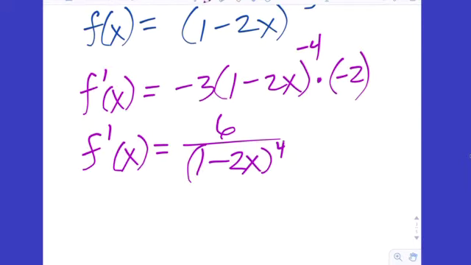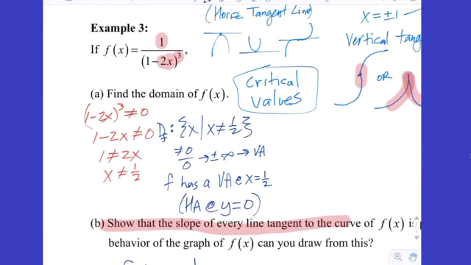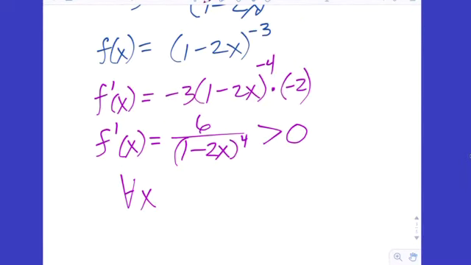So here's all you have to say. f prime of x is greater than 0 for all x, period? Or for all x except what? This is where students tend to lose points. I had you find the domain up here, and remember, 1/2 is not in the domain of the function. So this is greater than 0 for all x not equal to 1/2. If you just said that it's greater than 0 for all x, guess what? You're wrong. You lose a point.